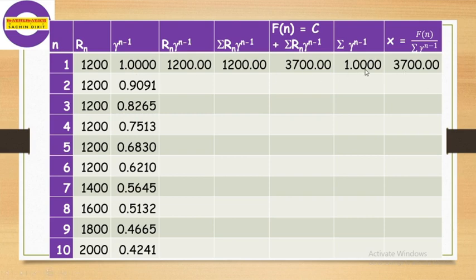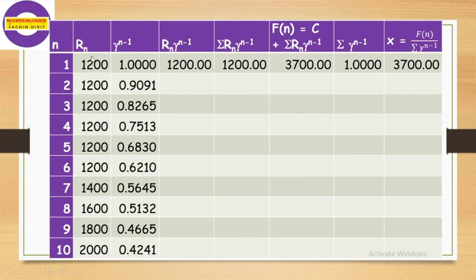Then this is cumulative addition. For that, the first value will be the same value. Then we have to divide this 3700 by 1. So we get the average cost for the first year is 3700. Then we start for the second year.